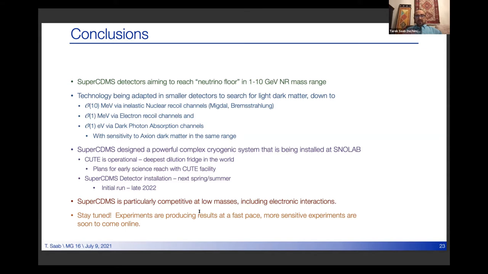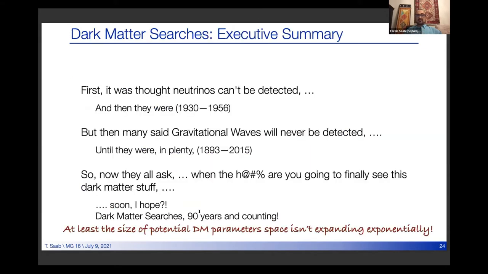And I will just stop on this one last slide here. There are many phenomena in physics that took a long while to discover. Hopefully dark matter can be crossed off this list soon. Thank you. Okay, thank you. Thank you, Eric, for the nice talk. And questions?